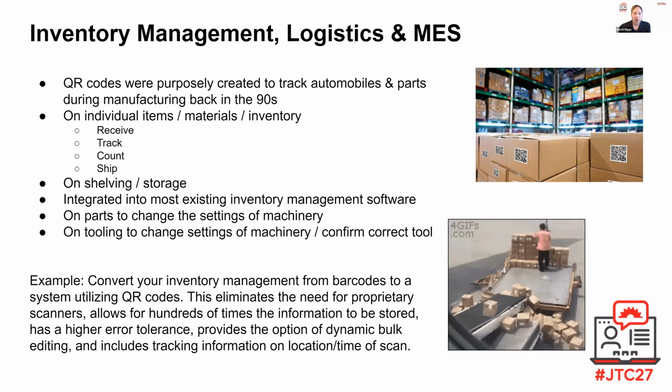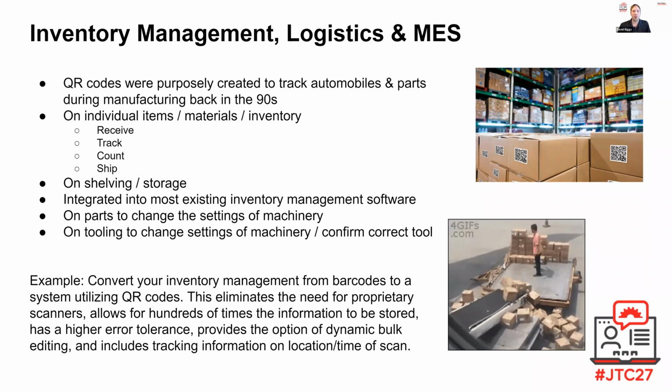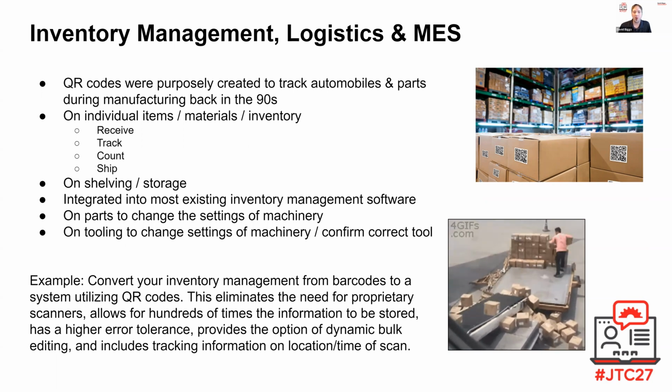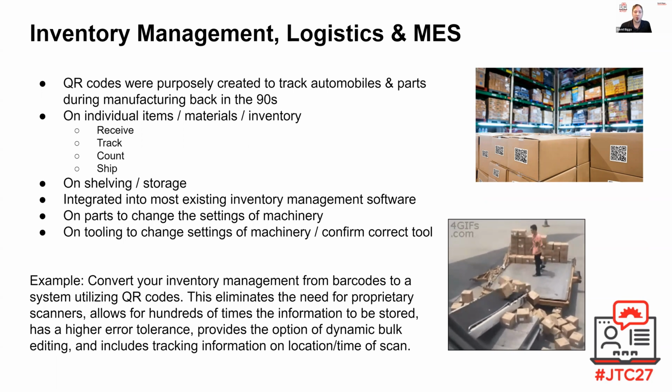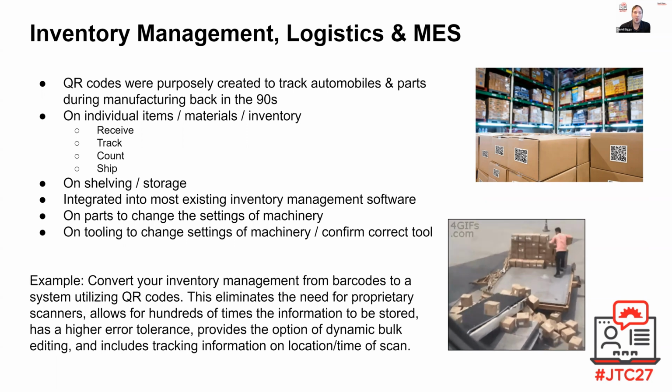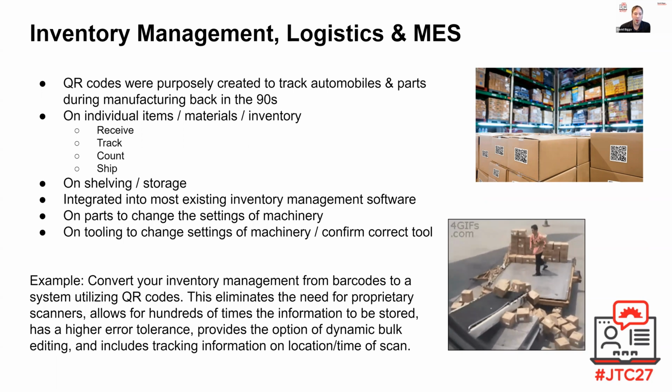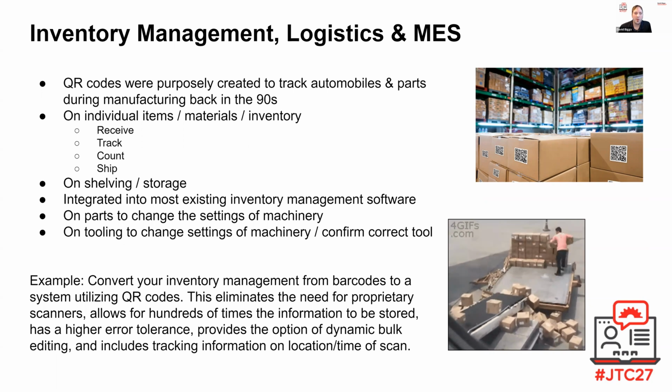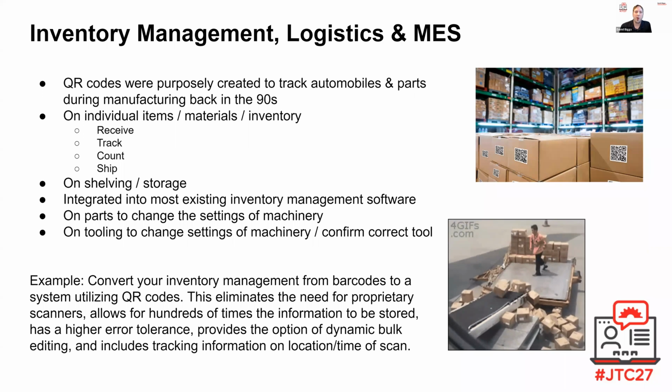The example that we have here is someone who might be changing their inventory management system from a barcode system to one that utilizes QR codes. And the advantages that they receive from making such a transition eliminates the need for proprietary scanners, since you can just use simple phones or tablets that already have cameras built into them. It allows for hundreds of times the information to be stored. That's 4,000 plus alphanumerics, as opposed to a much smaller number of actual characters in barcodes.